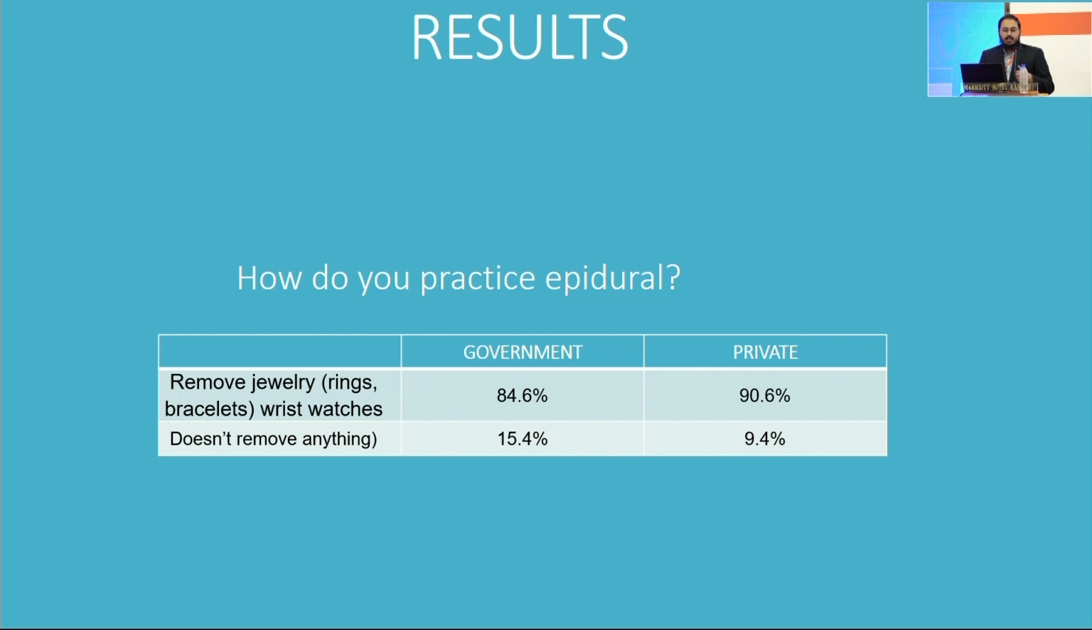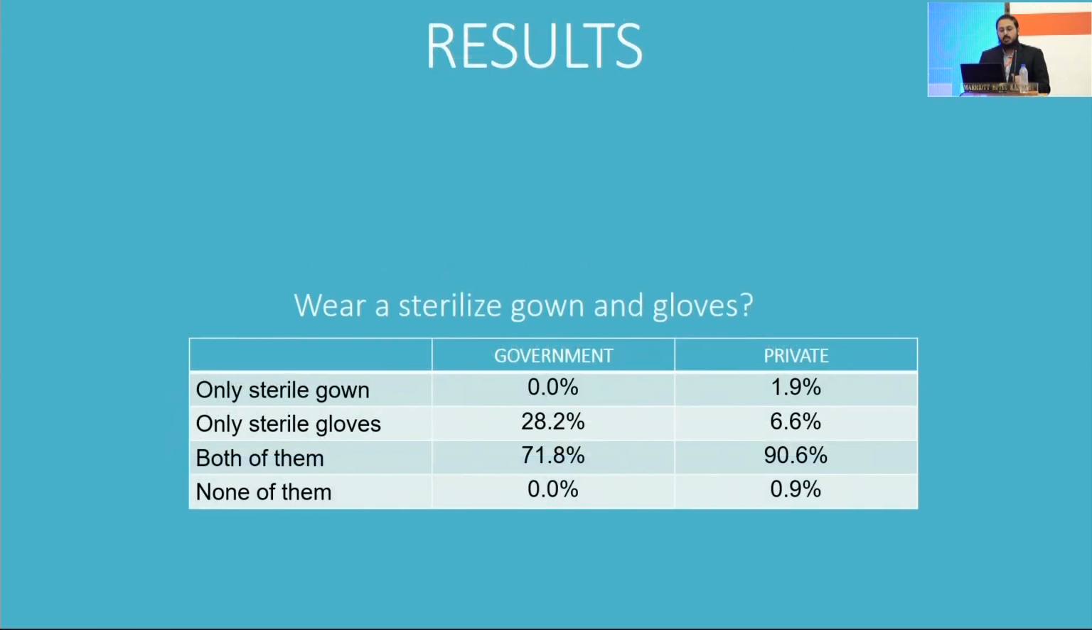Another question that showed a significant impact in my study was how they practice the epidural, whether they remove jewelry, rings, watches, or bracelets before performing the epidural. 84.6% of participants from government setups said they remove them, while 90% of participants from private institutes said they remove them. You can see that 15.4% from government setups said they don't remove anything, and 9.4% from private setups said they don't remove anything.